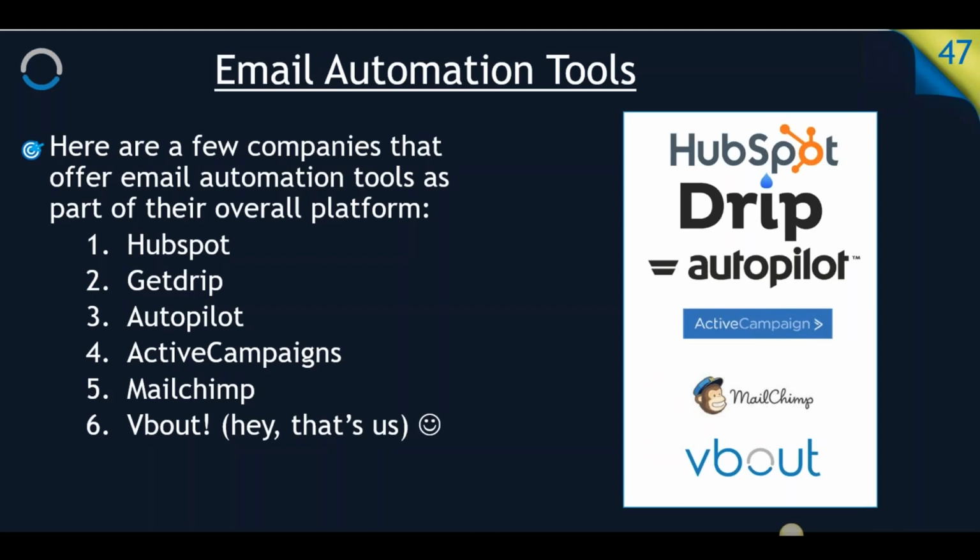So I want to end this with the email automation tools you can use. Obviously, there are a lot of tools out there. I'm going to share with you some of the ones that I think are worth looking at. First, you have HubSpot. Okay, if you are at that price point, they have a good automation system. GetDrip was recently acquired by LeadPages. Autopilot has a great drag and drop interface. ActiveCampaign is a decent tool as well. And you have MailChimp that has some sort of automation. It's limited, but they do offer it as well.